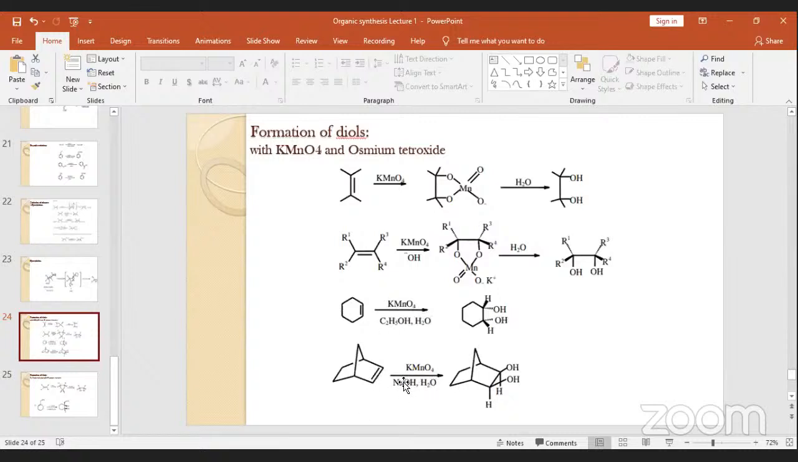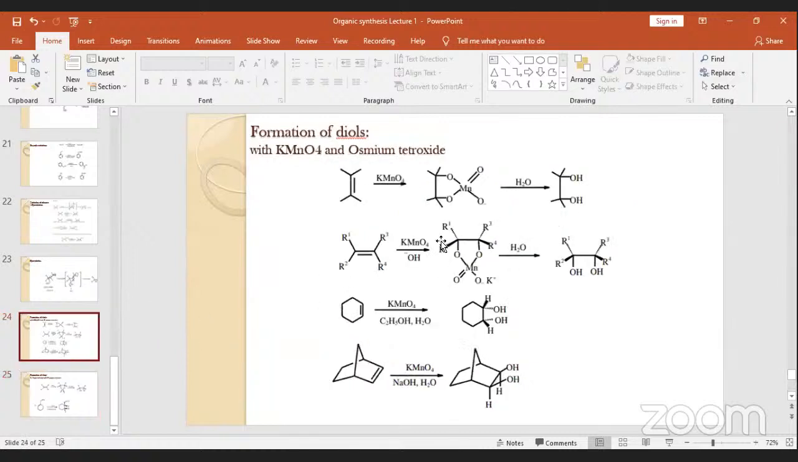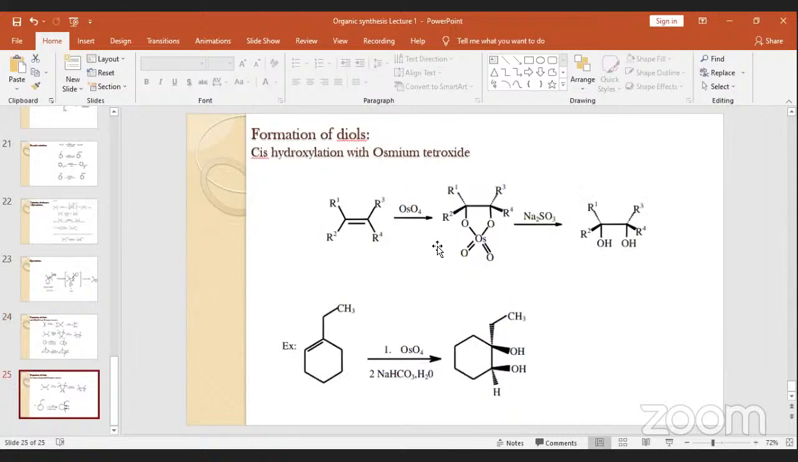And KMnO4, here also you see OH, X, okay. So it's a very important reaction. With KMnO4 you will get the same type of products. Osmium tetroxide also gives the same type of products. I'm just showing you this with osmium tetroxide. Here I have shown you manganate with permanganate. Here you see the intermediate involved is this osmic ester.